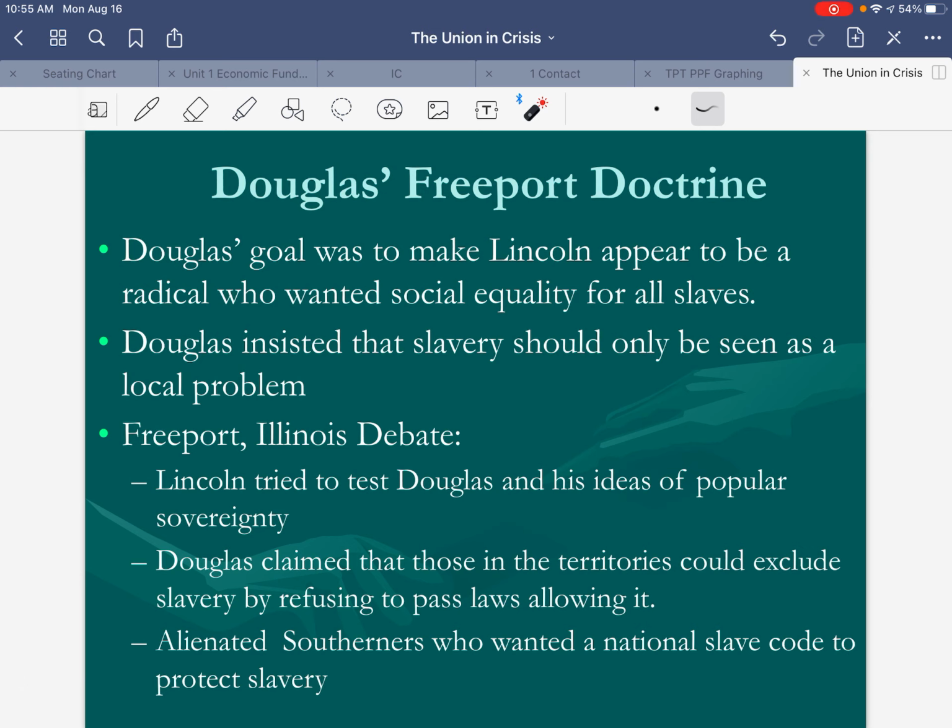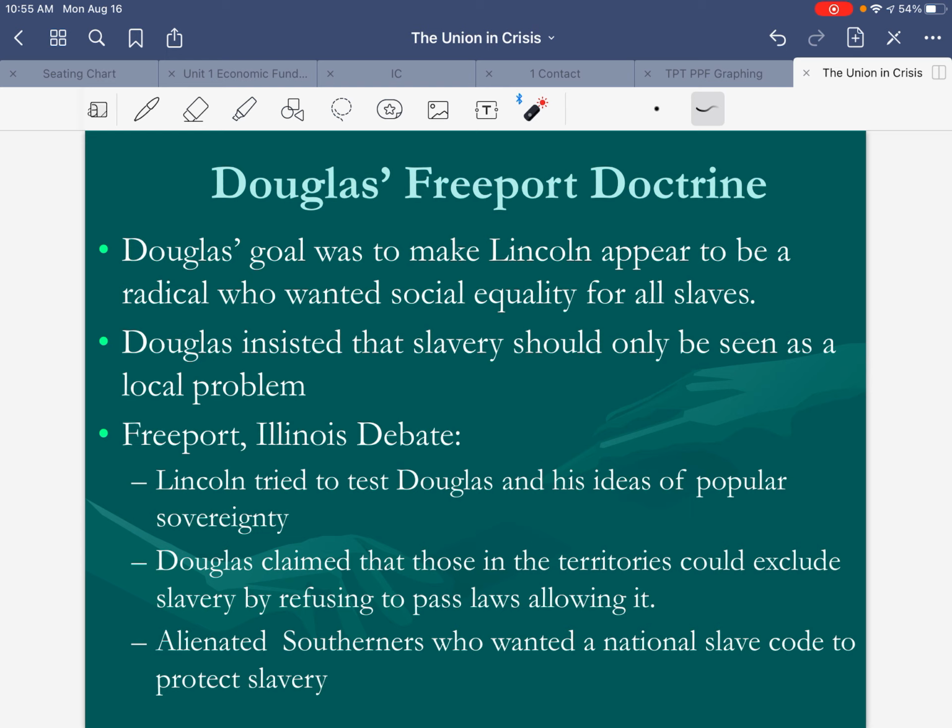Douglas's idea is called the Freeport Doctrine. Freeport Doctrine is another speech that the other guy, Stephen Douglas, gave. His goal was to make Lincoln appear radical. He wanted Lincoln to look like an abolitionist. He wanted Lincoln to look like he believed that blacks and whites were equal, which Lincoln didn't believe at the time. So he insisted that slavery is a local thing, so only local governments should deal with it.